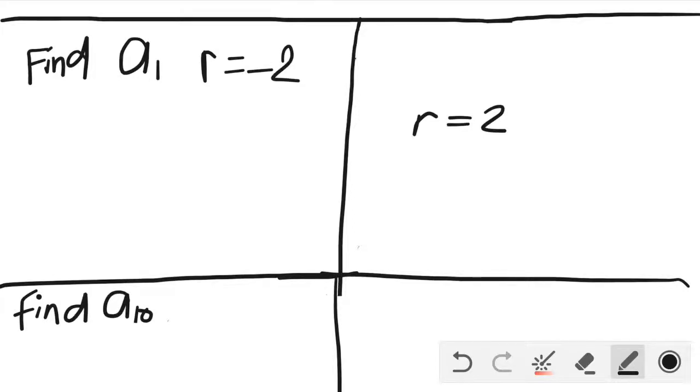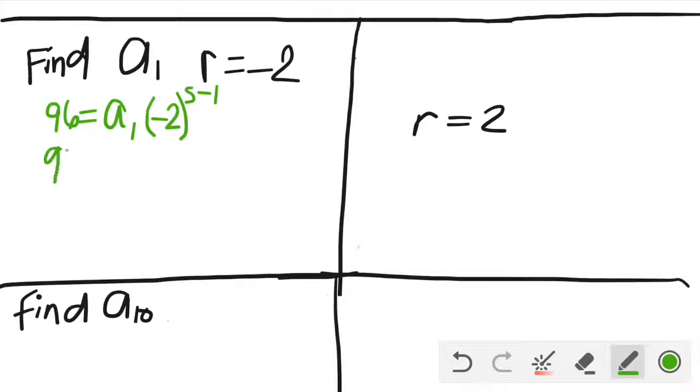Note how I divided the table so that on the left side I am working to find the first term when the common ratio is -2, and on the right side when the common ratio is +2. Let's start. I am looking for a sub 1, and once again you are free to use either the 5th or the 7th term. In this case, I'll use the 5th term. Our 5th term is 96, and I am looking for the first term with a common ratio -2, which will now be raised to 5 minus 1.